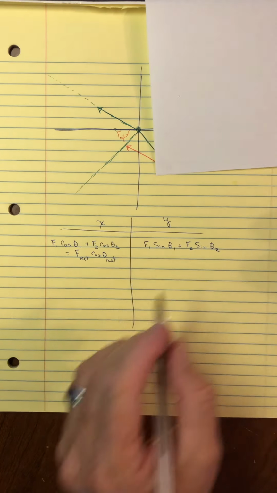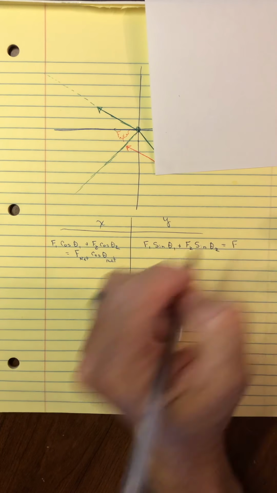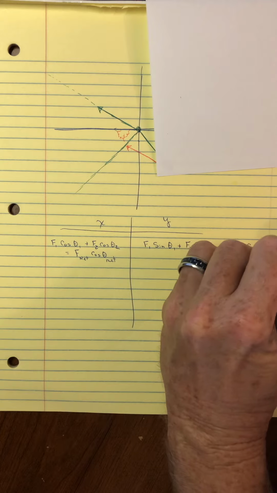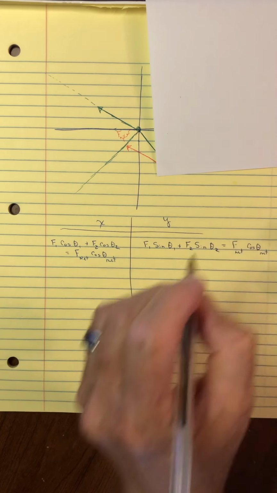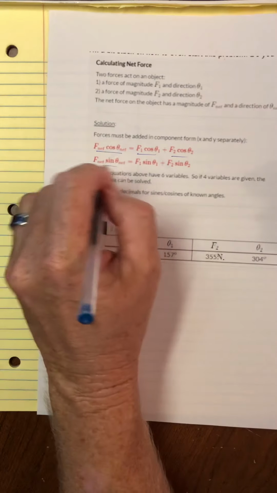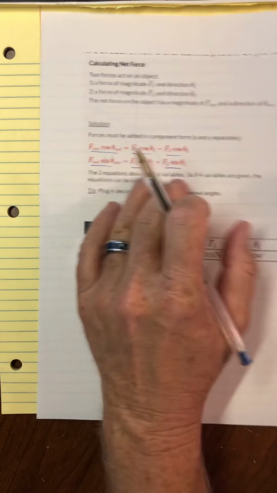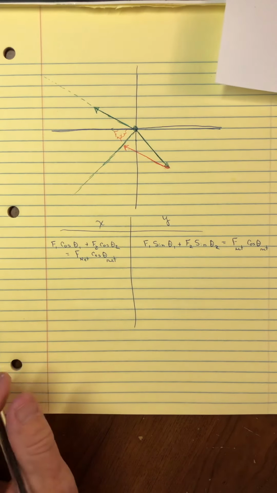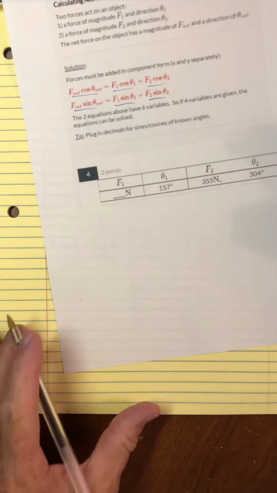So there's how we get the y ones. And then we get the y component. And again, same idea. We just take the sign of all of these. And so those are our system of equations.